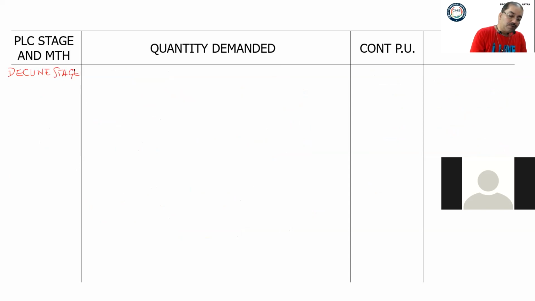Decline stage. 75 plus 20, 95th month. But a problem is going to arise now.